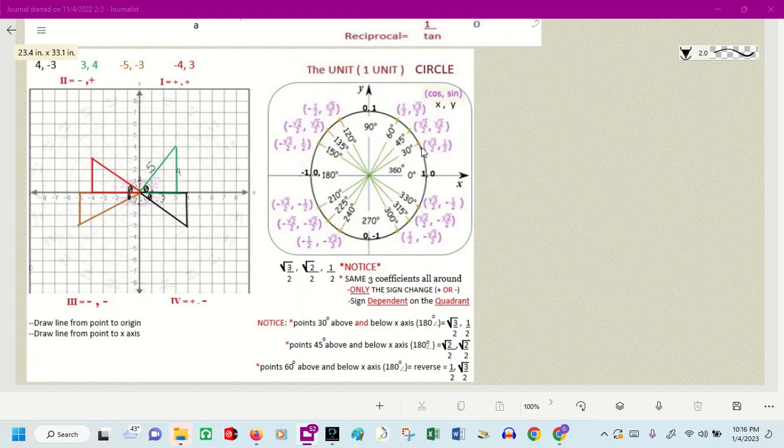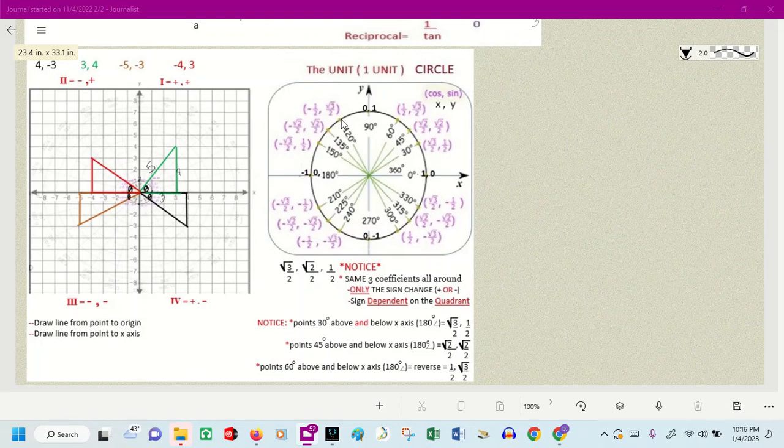You know that. Your 45 degree dot: same number, square root 2 over 2. Put square root 2 over 2 in on the 45 degree dot. You know that. And then your third dot, your 60 degree dot. Same thing, opposite of 30.